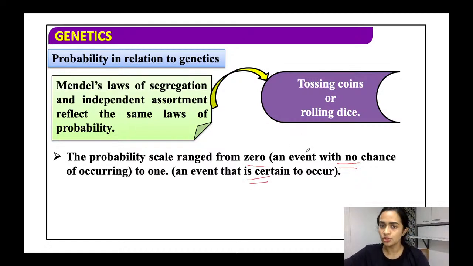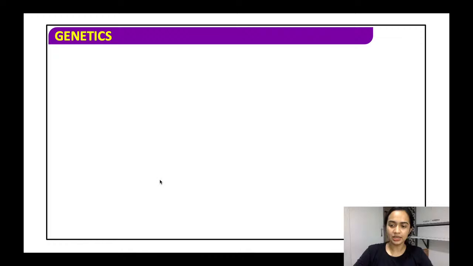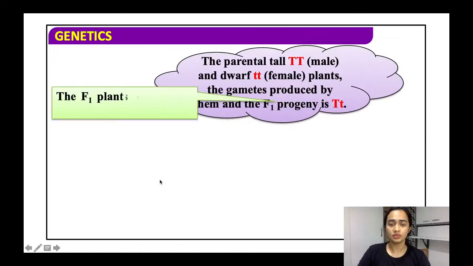तो इधर नो चांस होता है या तो चांस होता है. तो जब नो चांस होता है प्रोबेबिलिटी में हम उसे टर्म करते हैं जीरो एंड जब उसे चांस होता है तो उसे हम टर्म करते हैं एज वन. So this is an example of the probability of tossing heads. It is 1/2.